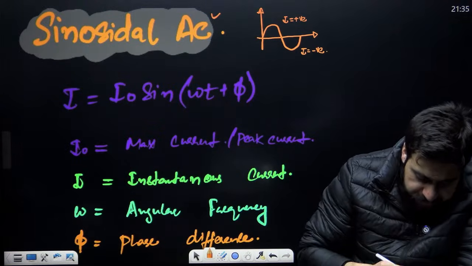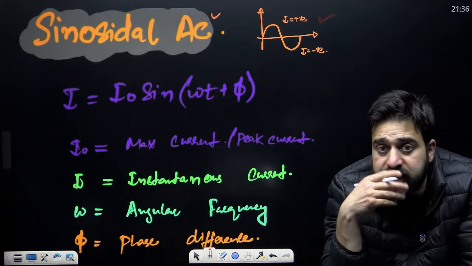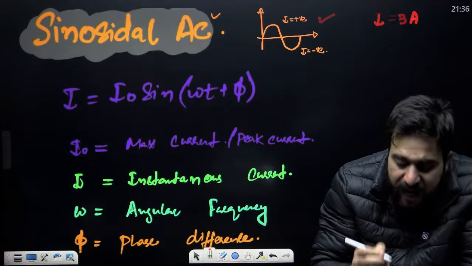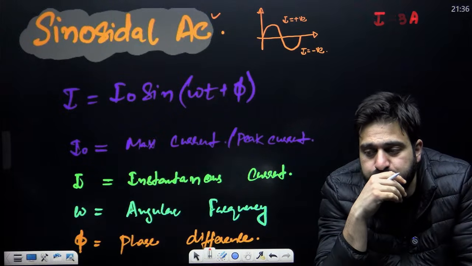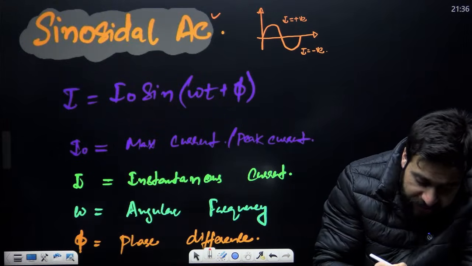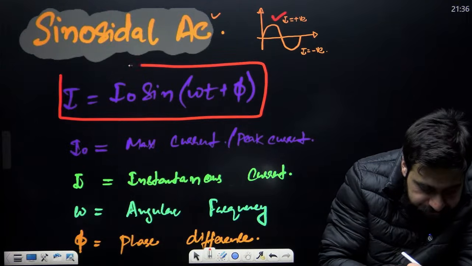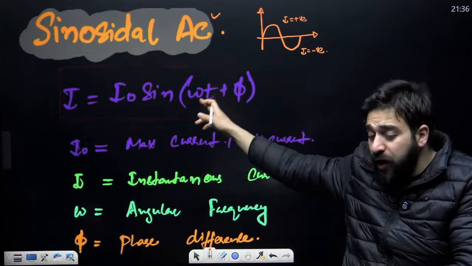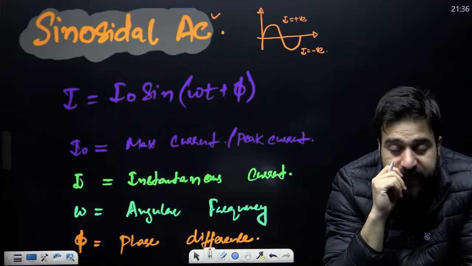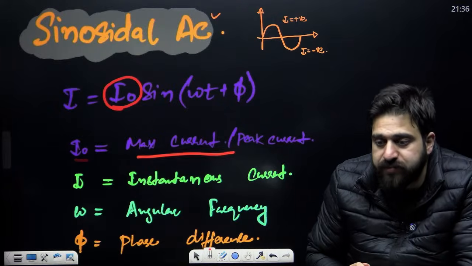Absolutely. Now, how do you write the equation of the sinusoidal AC? Like if you say, sir, value of current is 3 ampere, that 3 ampere is direct current, that is DC. But if you have to write the equation of this, how do you show this current? This is the way to show the current. That is I naught sine of omega t plus phi. What is this I naught? I naught is the maximum value of the current, peak value of the current.